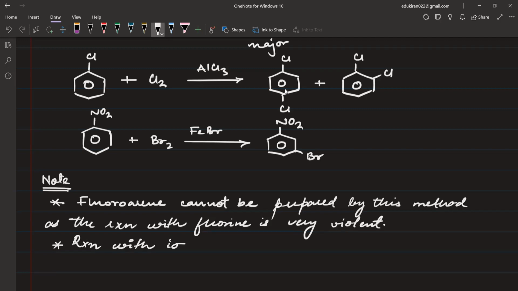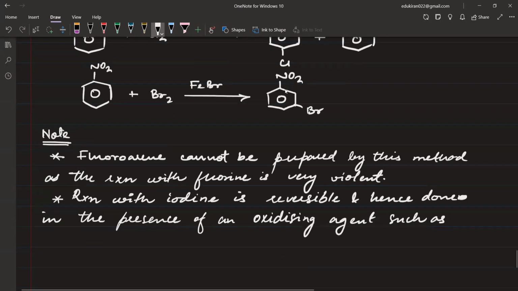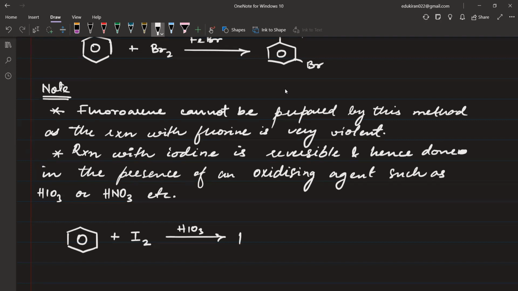Reaction with iodine is reversible and hence done in the presence of a mild oxidizing agent, such as HIO3 or HNO3, etc. You can write the reaction with benzene plus I2. Now it will happen in the presence of, let us say, HIO3. Then it is going to give you iodobenzene.